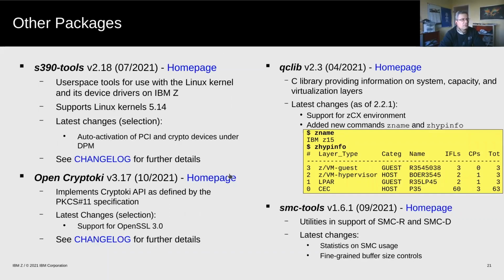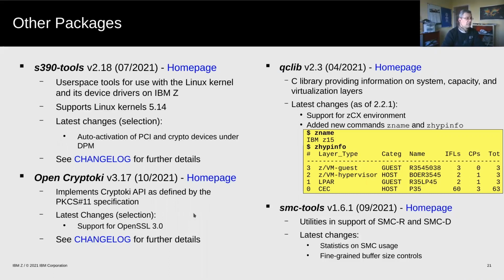Now we're pretty much at the end of the new features for regular Linux. So let me go quickly over other packages that we're providing. You might be aware of our s390-tools package that's getting continuously updated. Some of the latest features we have, and one of the highlights, was that we're now auto-activating PCI devices and crypto devices under DPM. Previously, you had to activate them manually for the first time when you were running under DPM, and that was quite tedious, but we fixed that. So now they're getting auto-activated, which should be a great usability improvement.